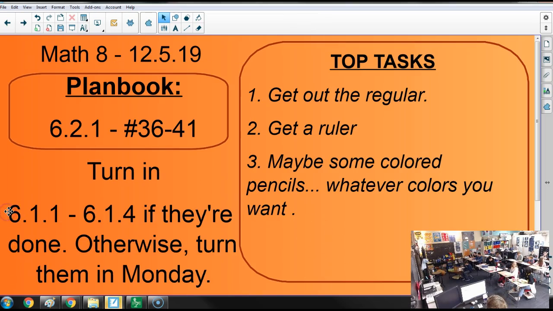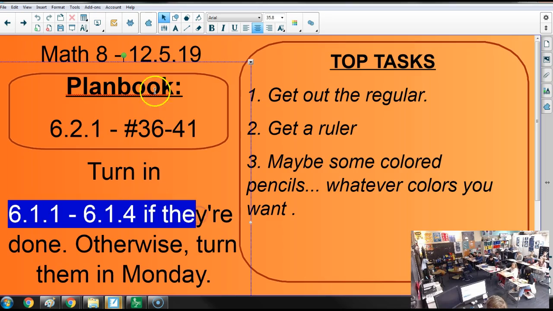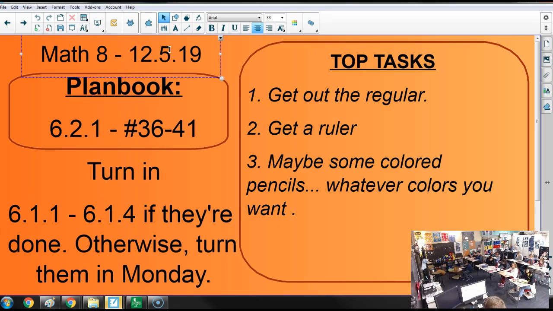So 611 through 614 are due. This is not 12-5. I forgot to change the date. It is 12-6. They're due today, but if you don't have them done, get them in on Monday. I've got other stuff to do this weekend anyways.